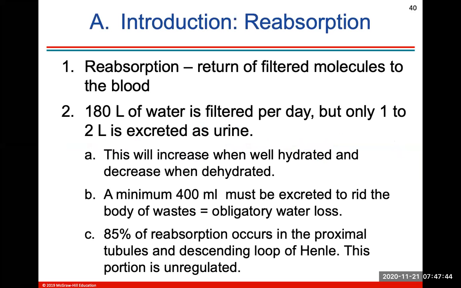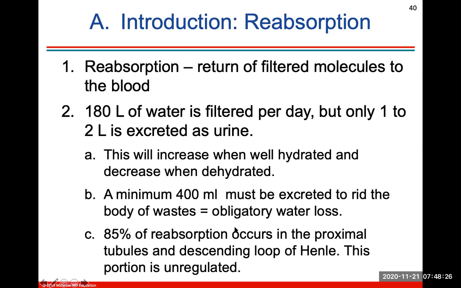Reabsorption of salt and water. Reabsorption refers to the return of filtered molecules back to the blood. So keep in mind that 180 liters, about 45 gallons, of water is filtered per day, but only about 1 to 2 liters is excreted as urine, and that's because most of it is reabsorbed back into the bloodstream. This will increase when you're well hydrated and decrease when you're dehydrated. A minimum of 400 milliliters must be excreted to rid the body of wastes, and that's what we call obligatory water loss. So you're going to urinate out at least 400 milliliters a day.